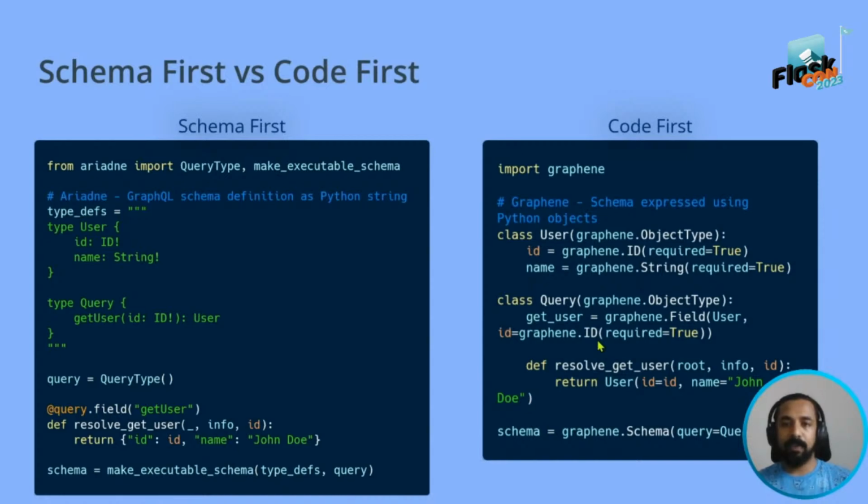So in the code first example, we are abstracting away the complexity of the GraphQL SDL from the user, and we are just using our Python objects for defining our GraphQL schema. In this demo, I'll be using another code first library called Strawberry.